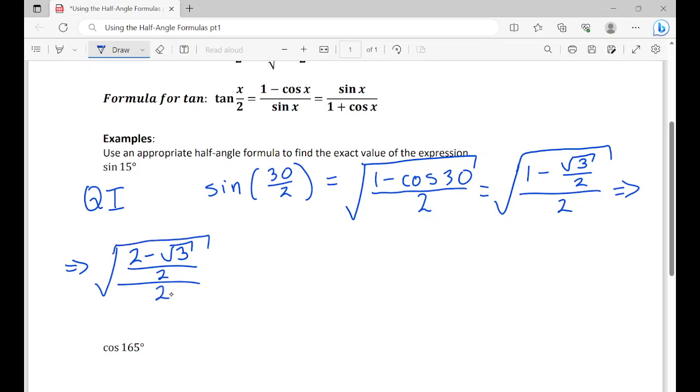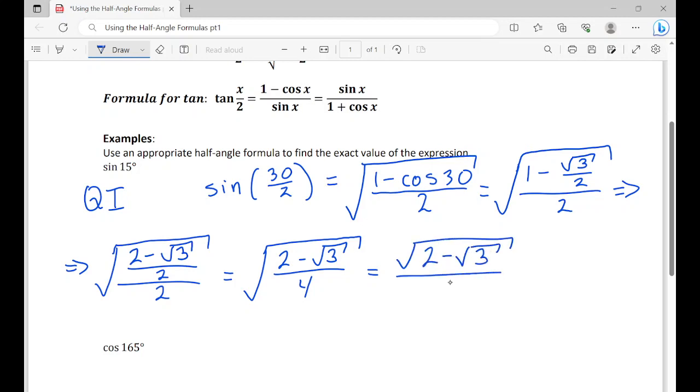And since I have a 2 here, to simplify a fraction within a fraction, we'll flip the denominator and multiply it. So this is going to simplify to 2 minus root 3 over 4. And then one more step, I could take the square root of the top and the square root of the bottom separately. And that's going to end up giving me the square root of 2 minus root 3, all over 2. And that would be the exact value of this expression, sine of 15 degrees.